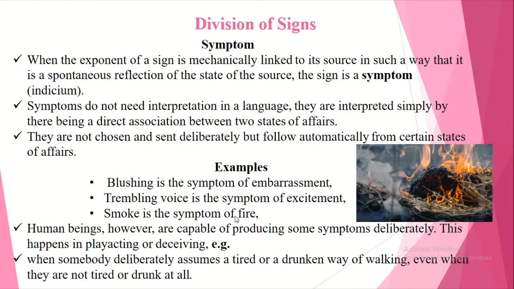Human beings, however, are capable of producing some symptoms deliberately. This happens in play-acting or deceiving. For example, when somebody deliberately assumes a tired or drunken way of walking, even when they are not tired or drunk at all.